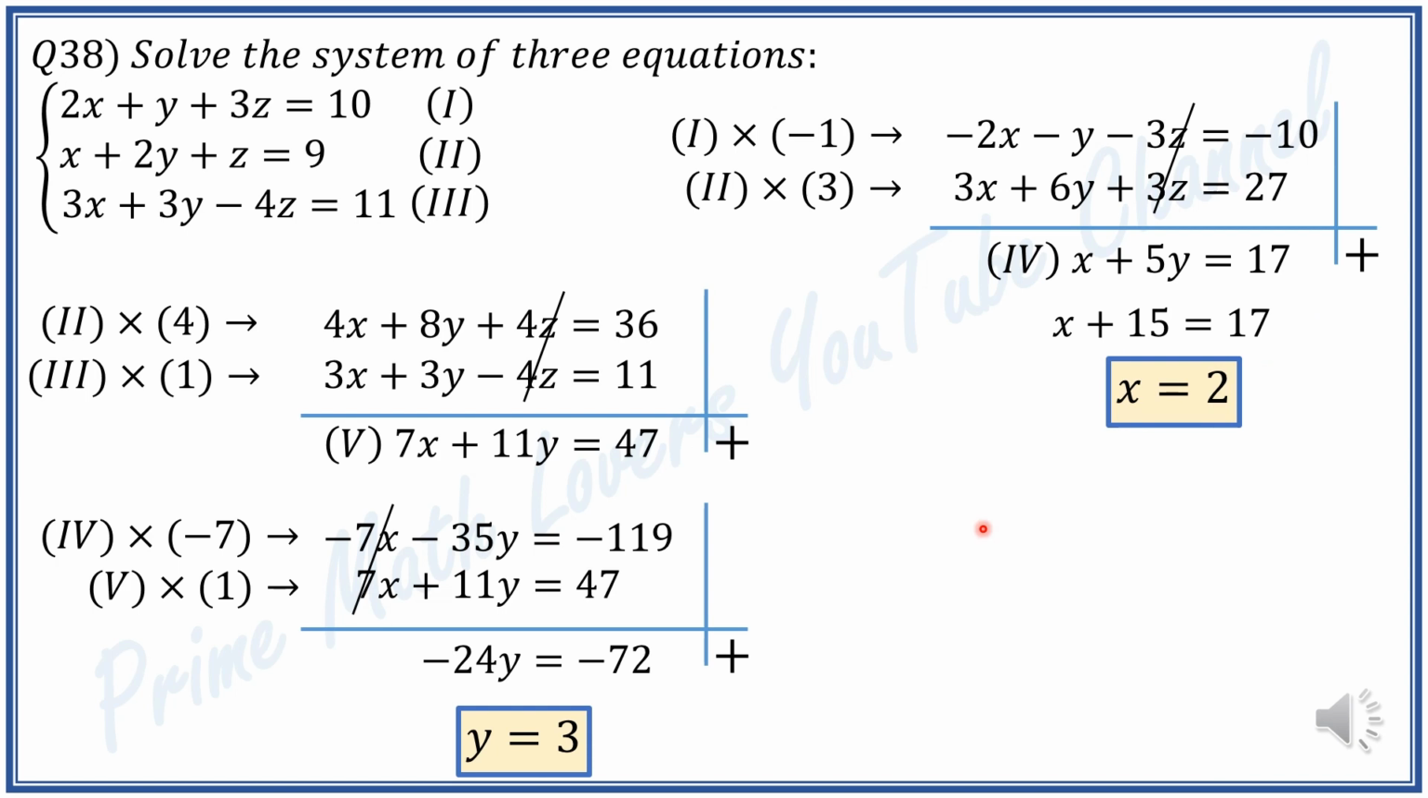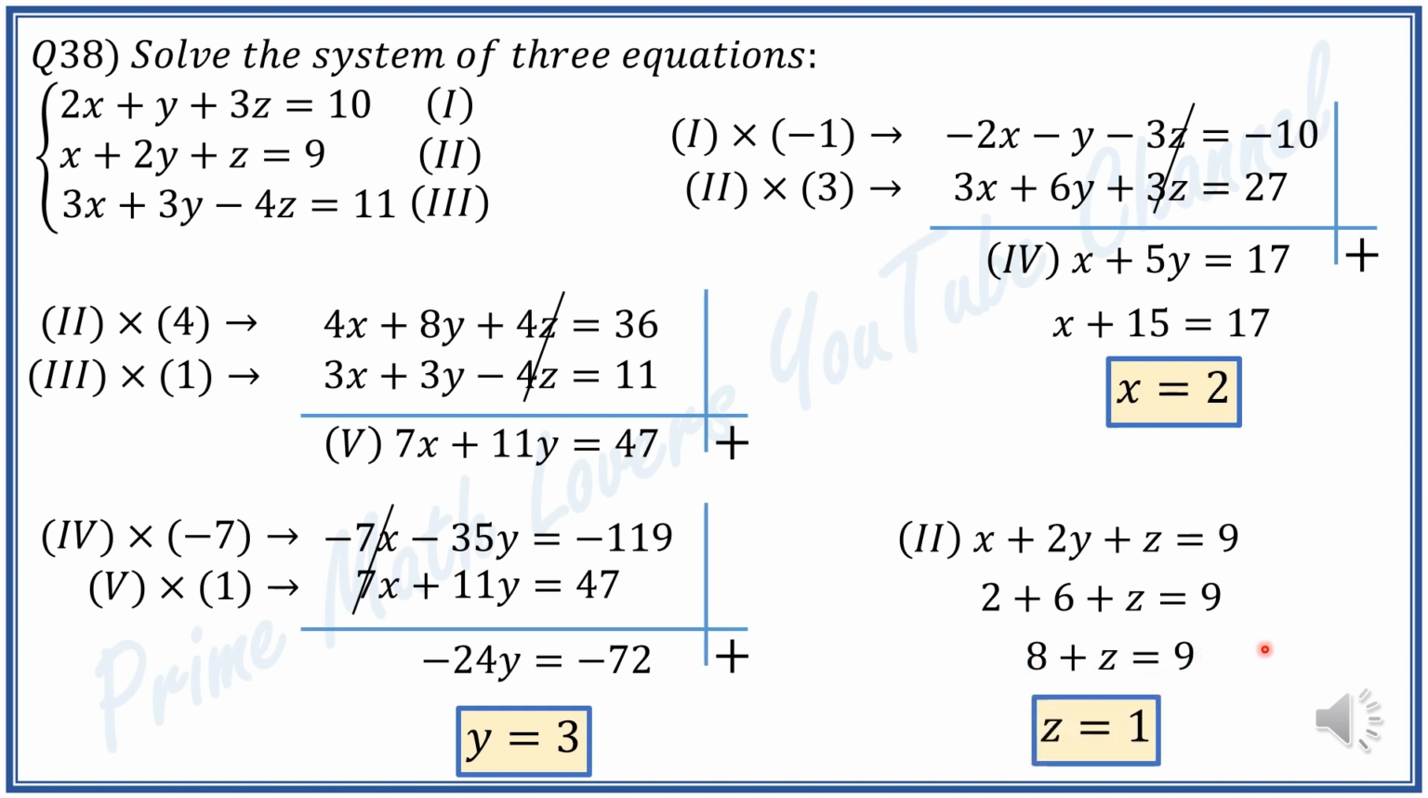Then we replace x is equal to 2 and y is equal to 3 in another equation, say equation 2, because it looks simpler. So we get x plus 2y plus z is equal to 9. X is 2, y is 3. So 2 plus 2 times 3 is 6, plus z is equal to 9, or 8 plus z is equal to 9. We take 8 to the other side, and we get z is equal to 1. So the solution of this system of three equations is x is equal to 2, y is equal to 3, and z is equal to 1.